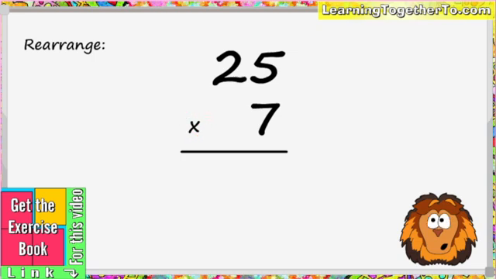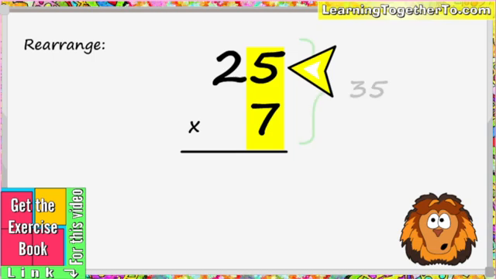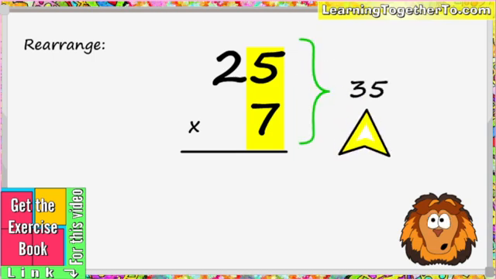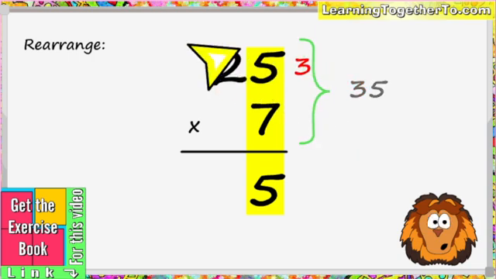Eric, now we multiply. We are going to multiply every digit in 25 by 7, starting with the 5 and working our way left. 7 times 5 is equal to 35. Nice job, Eric. Look, Eric, our result has two digits. When this happens, we write down the 5, but carry the 3 over to the next column.